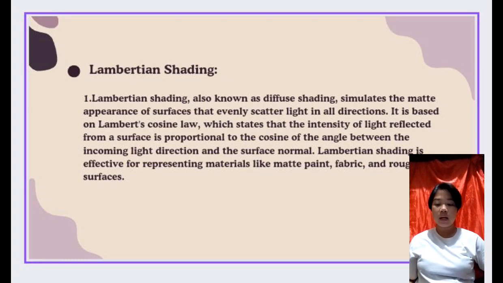Lambertian shading. Lambertian shading, also known as diffuse shading, simulates the matte appearance of surfaces that evenly scatter light in all directions. It is based on Lambert's cosine law, which states that the intensity of light reflected from a surface is proportional to the cosine of the angle between the incoming light direction and the surface normal. Lambertian shading is effective for representing materials like matte paint, fabric, and rough surfaces.